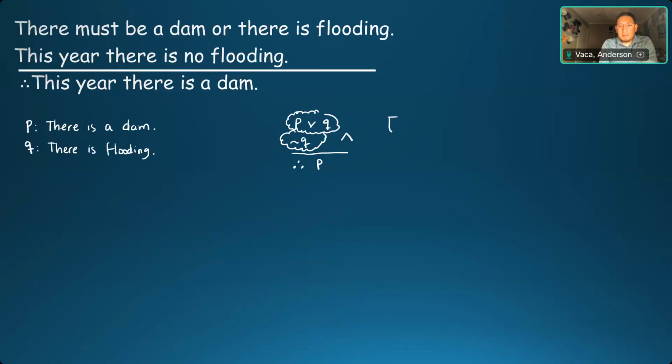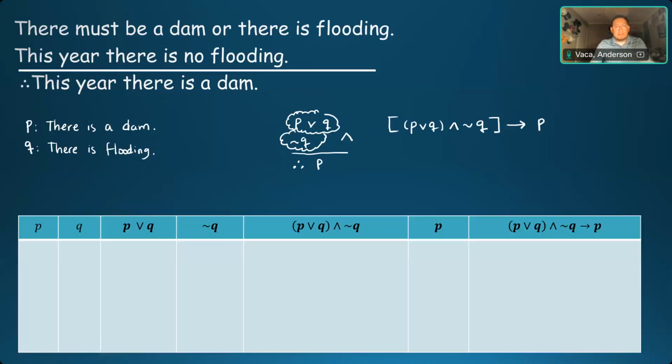Okay. We're going to put together P or Q with this. So this is the first premise. That's the second premise connected by the connective and. That will be the first part of our conditional, and the second part of that will be the conclusion, okay? And this is what we need to create a truth table for, okay?